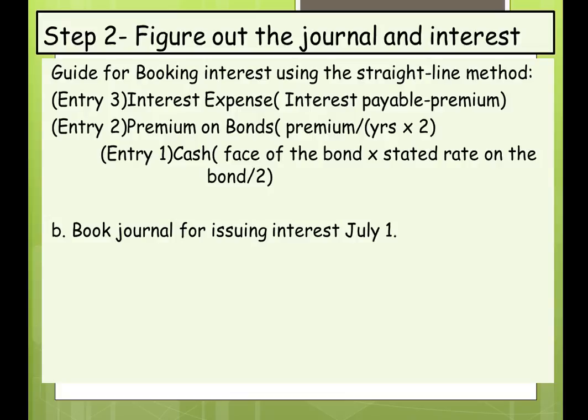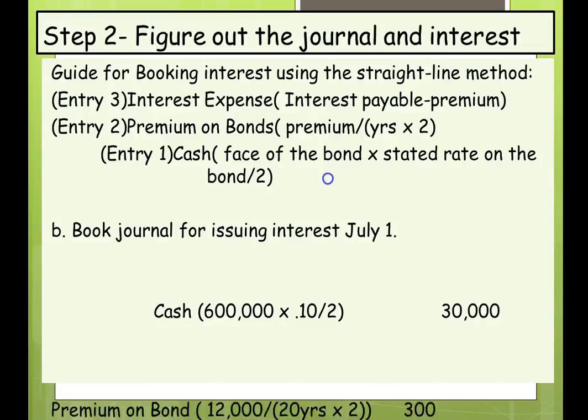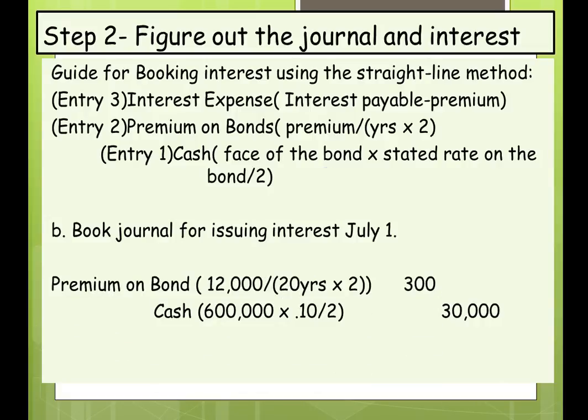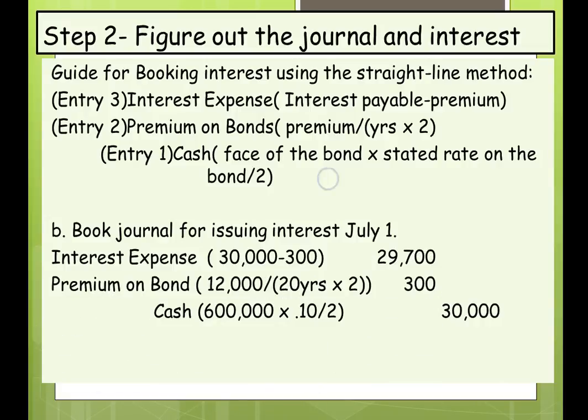Our actual journal entry will look like this. The cash will be $30,000, the premium is going to be $300, and the interest expense will be $29,700. Now, whenever you use the straight line method, the entry will always be the same every single time you make an interest payment at the end of 6 months.